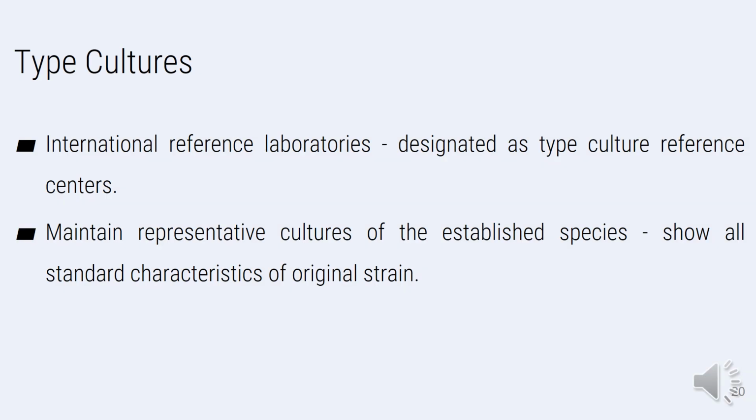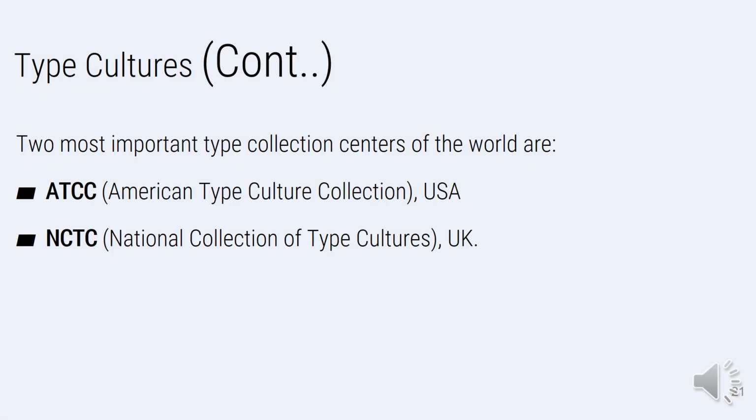Now come the type cultures. International reference laboratories are designated as type culture reference centers, maintaining representative cultures of established species that show all the standard characteristics of the original strain. The two important type culture collections are ATCC, which I think everyone knows, the American Type Culture Collection of the USA, and NCTC, the National Collection of Type Cultures of the UK.